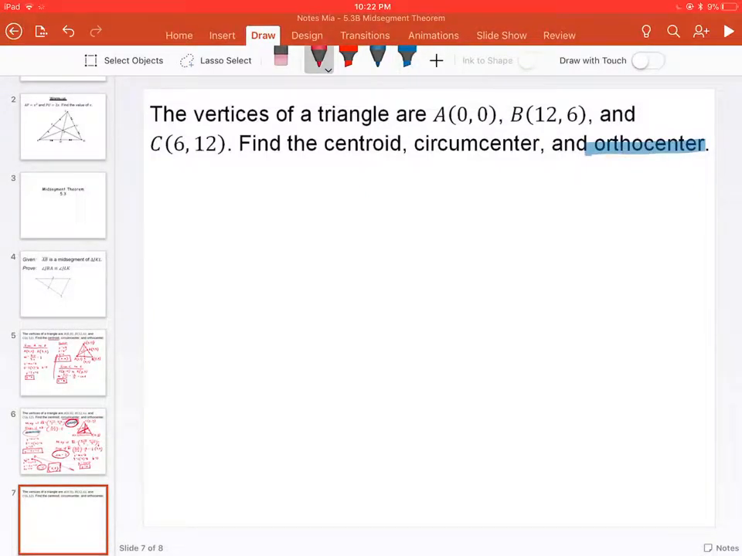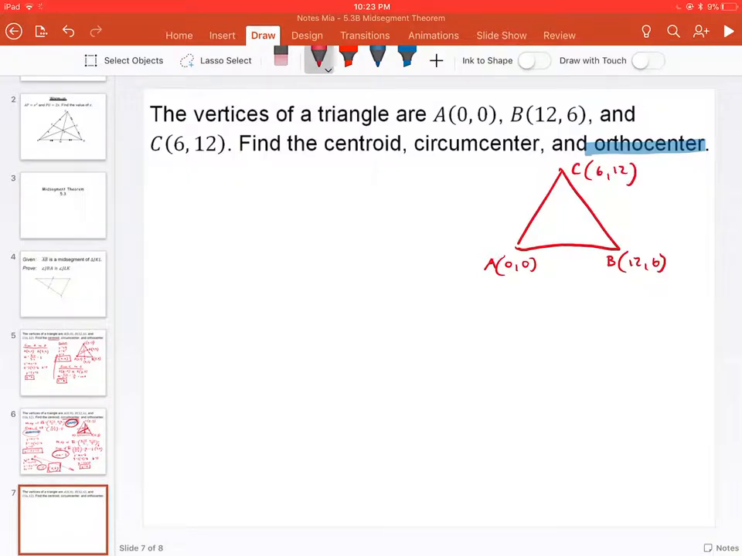Alright, for the final one, we are going to find the orthocenter, which is an intersection of the altitudes. And an altitude goes from a vertex perpendicular to the opposite side. So we're going to start with this same picture we've been using. B is 12, 6. And C is 6, 12.